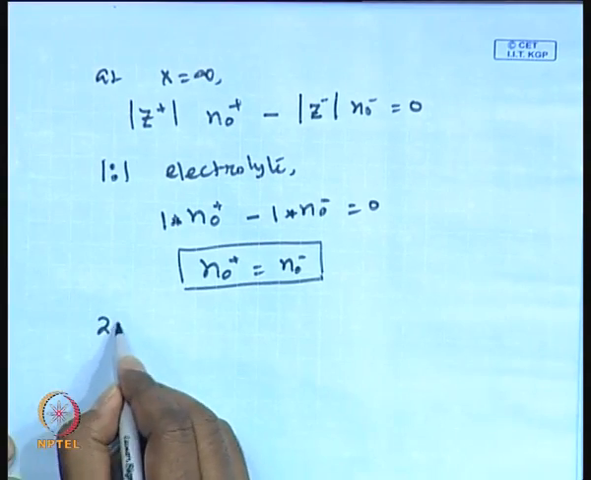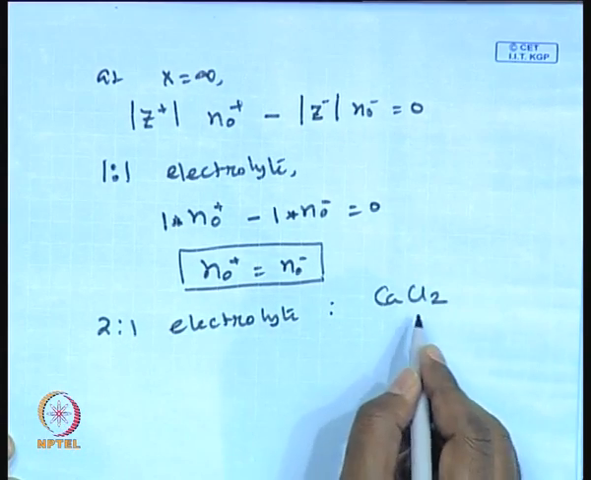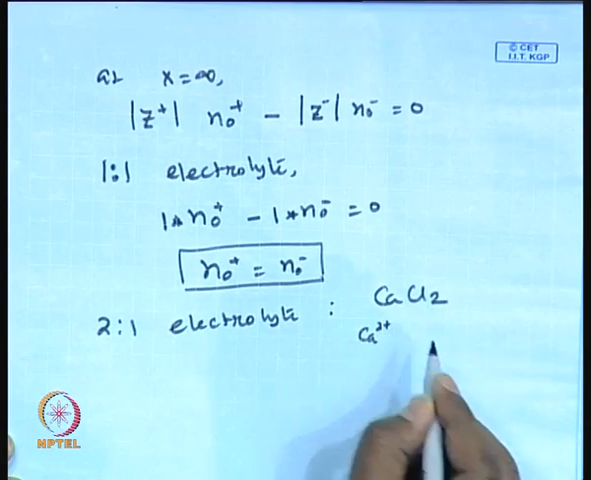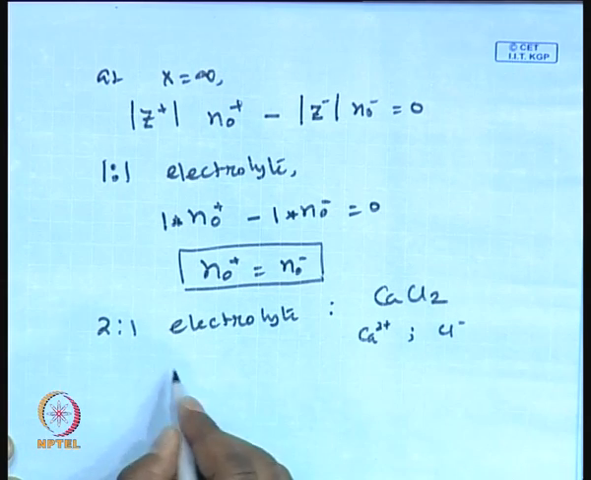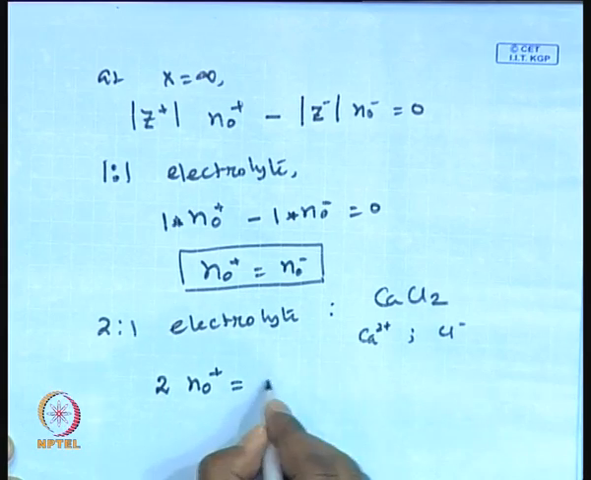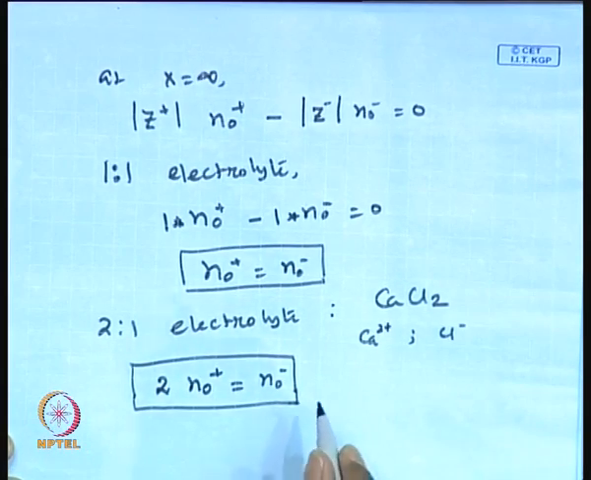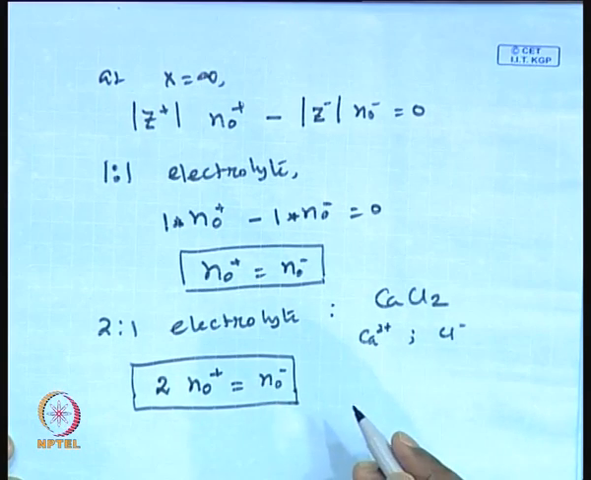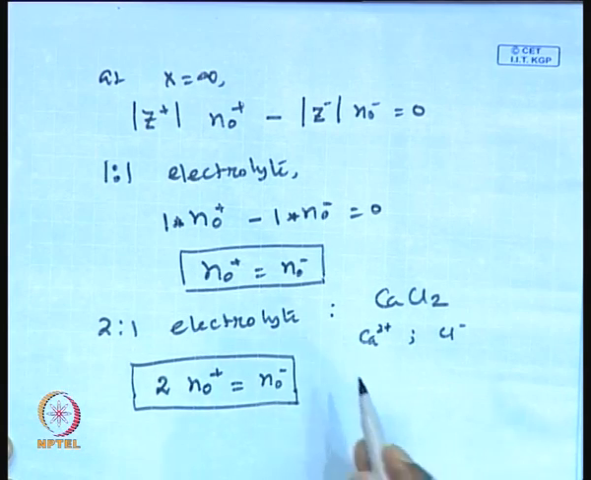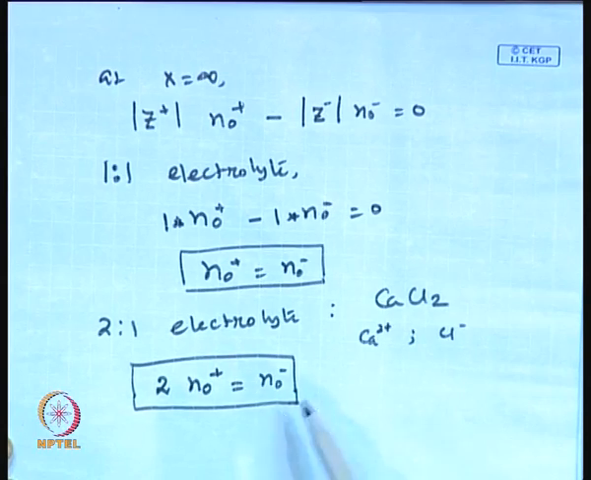But if you talk about a 2:1 electrolyte, for example CaCl2, the valency of calcium is 2 plus and chloride is minus. So, Z plus will be nothing but 2, and 2 N0 plus will be equal to N0 minus. This will be the relation between the number concentrations of the ions in the bulk. Similarly, you can go for the 3:1 electrolyte and so on and so forth. This simply means the number concentration of calcium ions will be less compared to the chloride ion, and the total electroneutrality will be maintained if you have a 2:1 electrolyte.